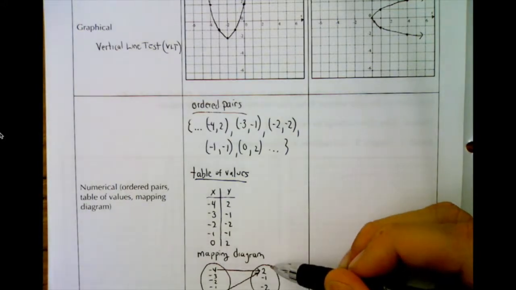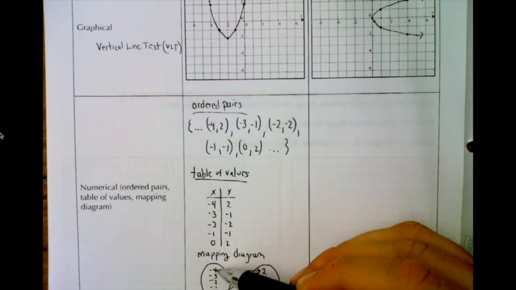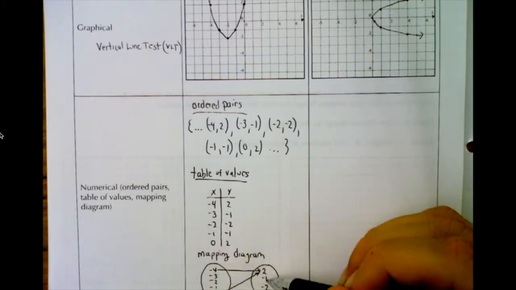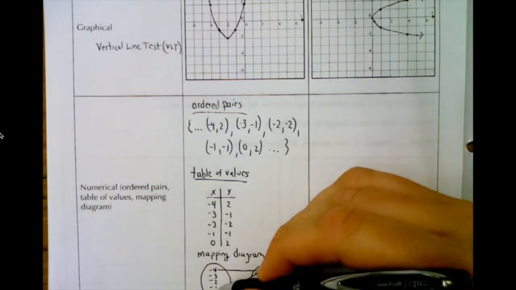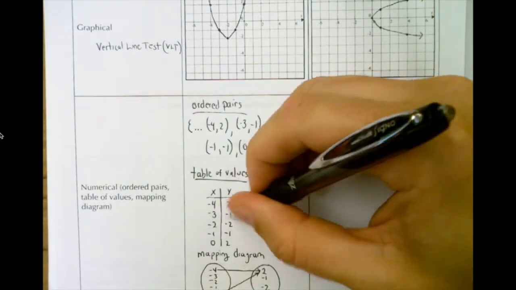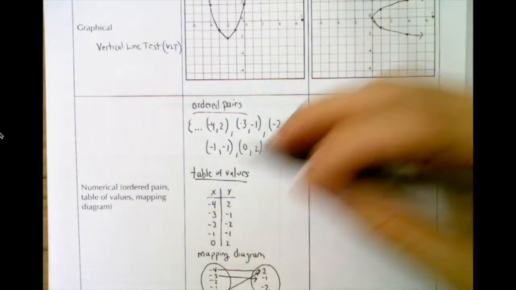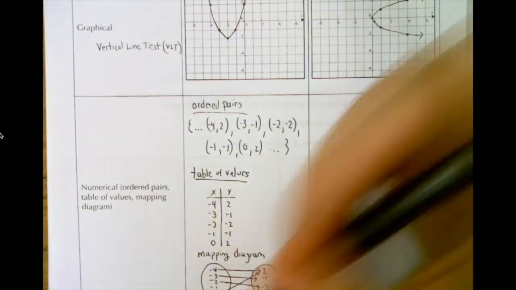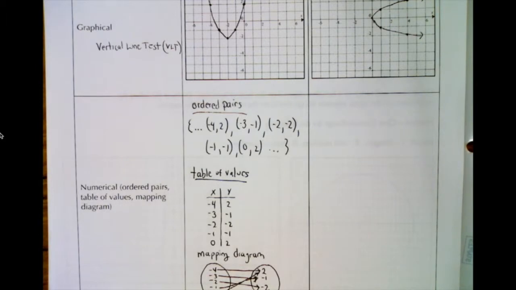What would not be okay when looking at a function is if one x value had two corresponding y values. So you're looking to see if there's only one arrow coming from each x. And if we continue to connect -3 to -1, one arrow, -2 to -2, one arrow, and -1 to -1, one arrow. There's only one arrow coming from each of those x values. Therefore, it holds true, it's still a function.